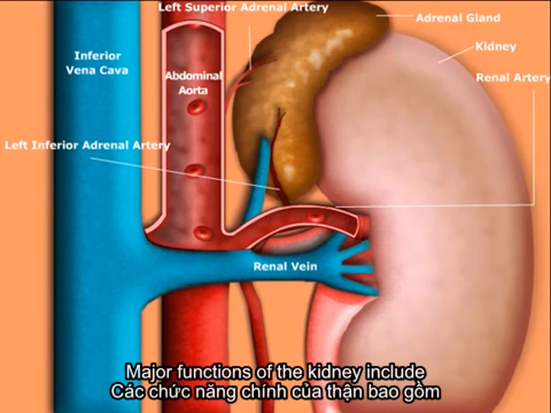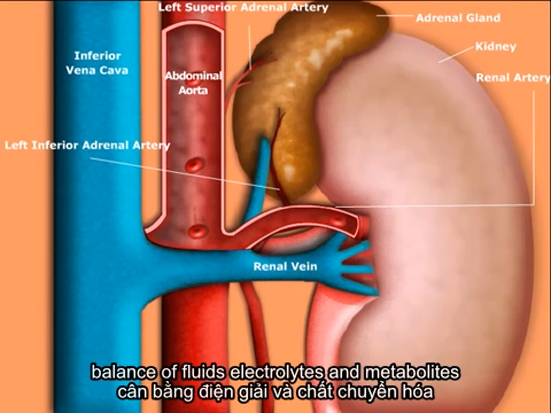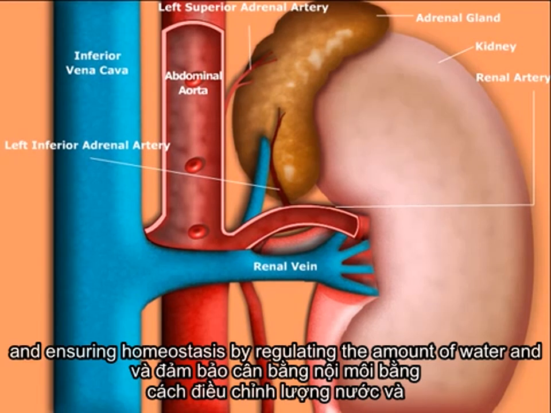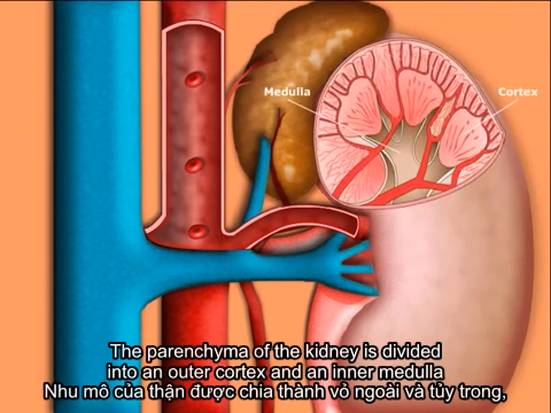Major functions of the kidney include removal of waste products from the circulation, balance of fluids, electrolytes, and metabolites, and ensuring homeostasis by regulating the amount of water and solutes excreted in the urine. The parenchyma of the kidney is divided into an outer cortex and an inner medulla.